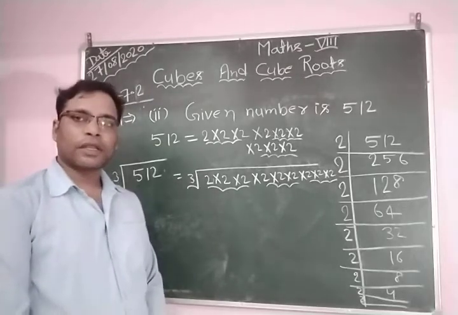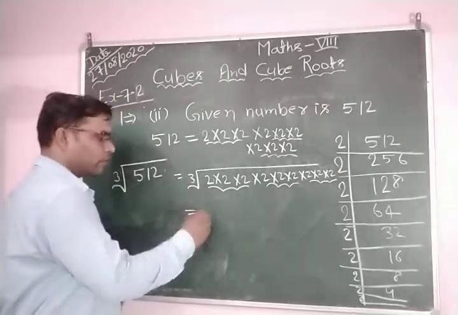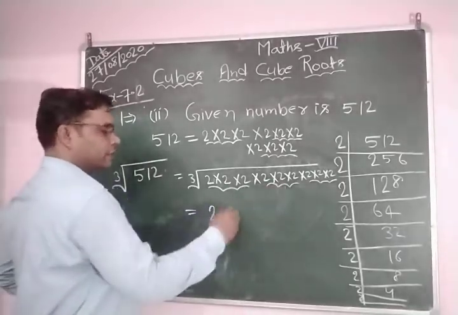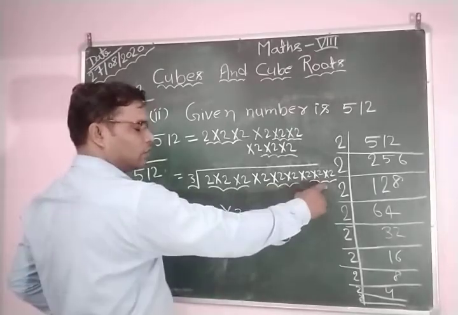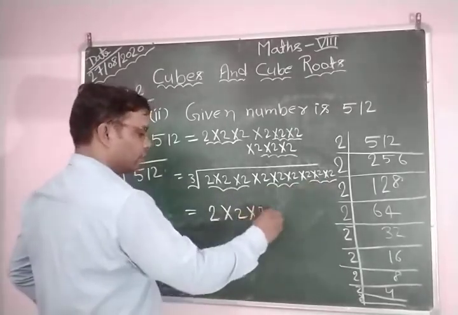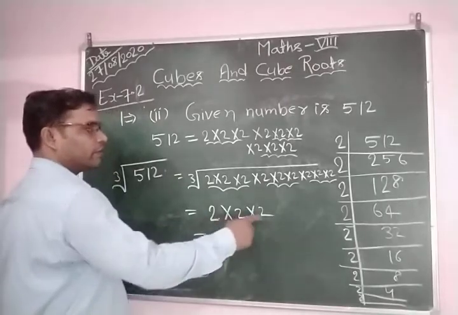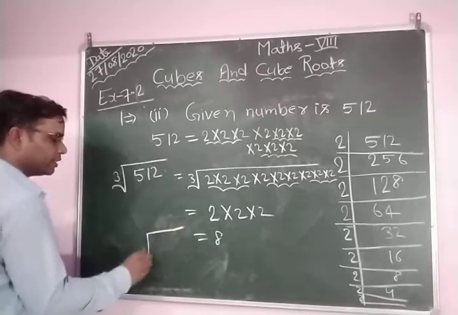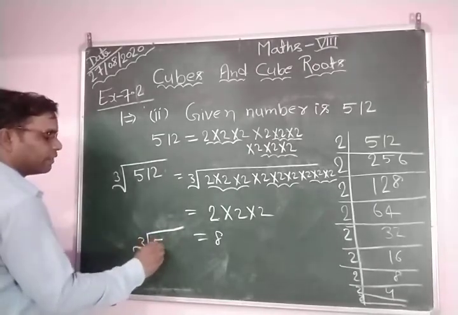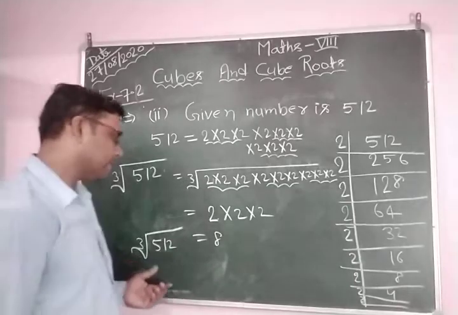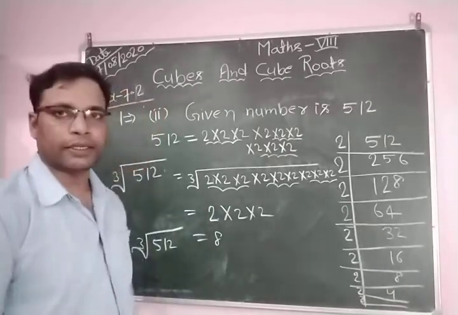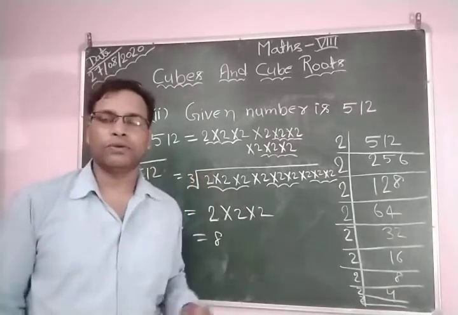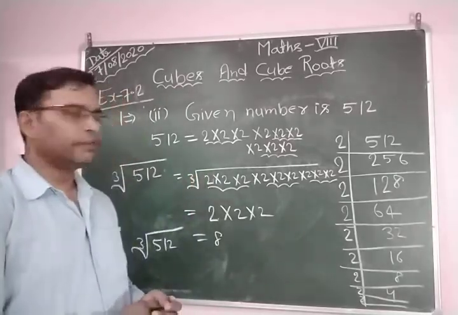To find the cube root, we take one prime number from each group. So we take one 2 from here, a second 2 from here, and the third 2 from this group: 2 into 2 into 2. 2 times 2 is 4, and 4 times 2 is 8. It means the cube root of 512 is equal to 8. I hope students have all understood how to find the cube root of any given number.